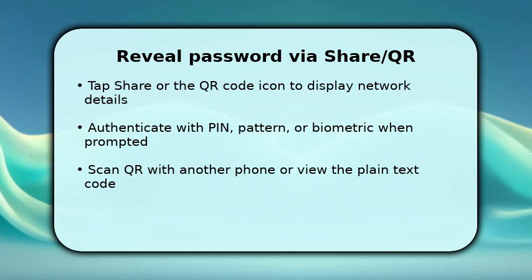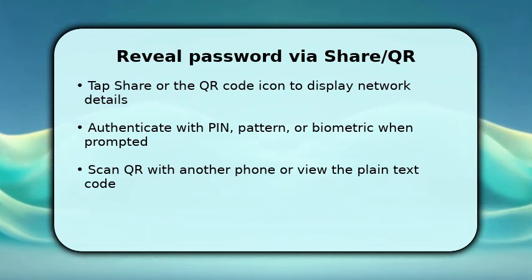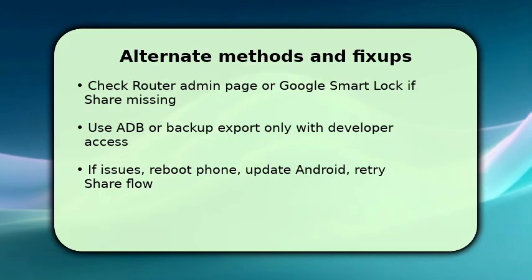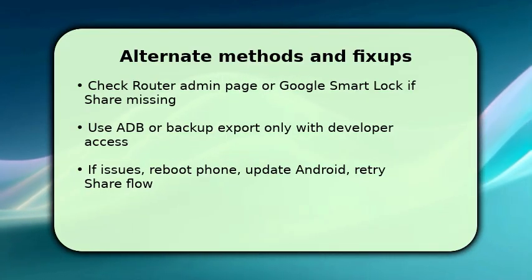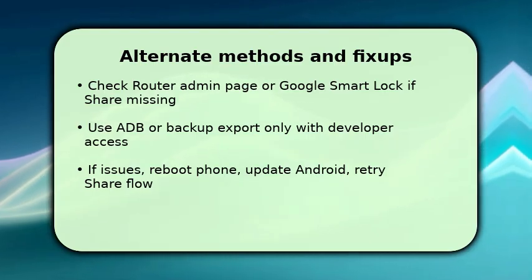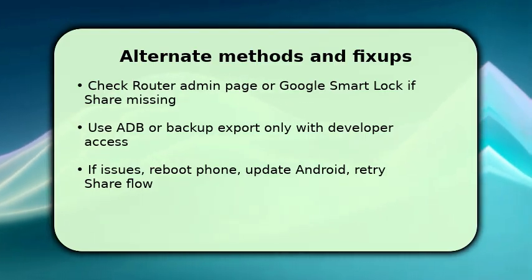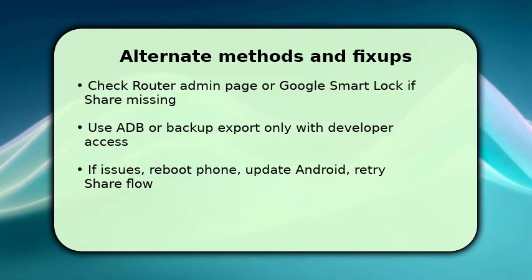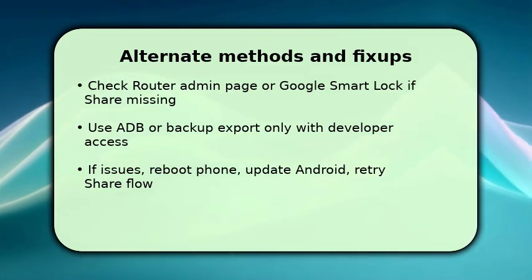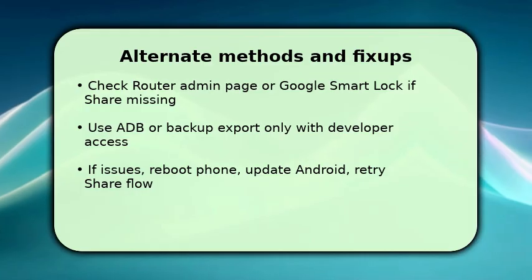If share/QR isn't available, you can get the password from the router admin page or a linked Google account, Smart Lock/passwords, when applicable. These require router credentials or account access. For advanced users with developer tools, ADB or a backup export can extract Wi-Fi configs. Only do that on your device.